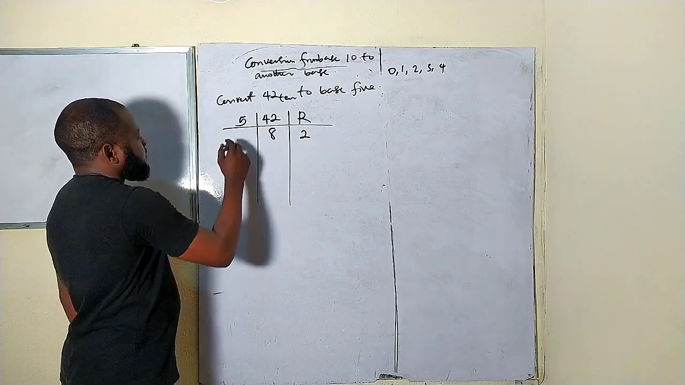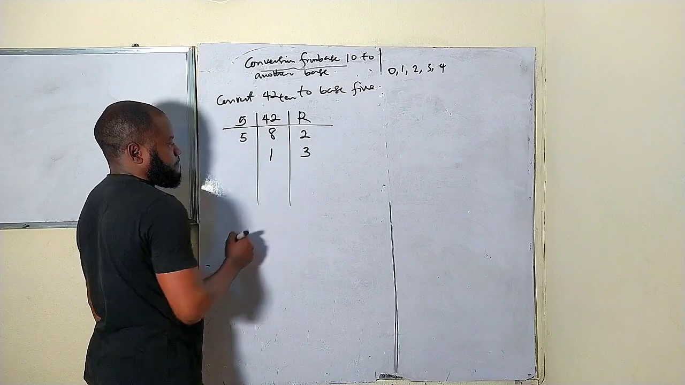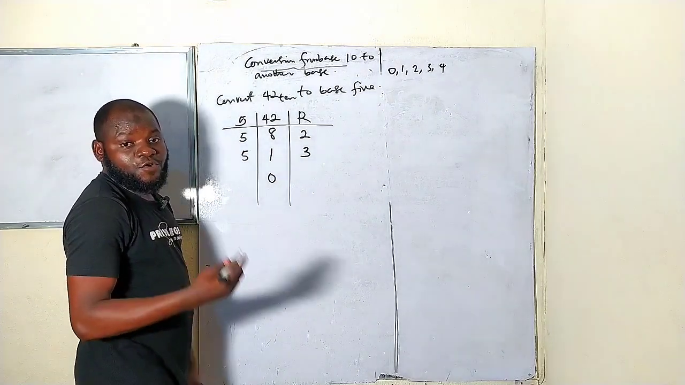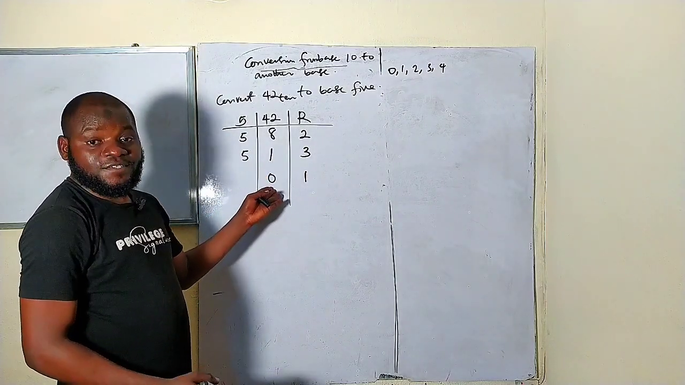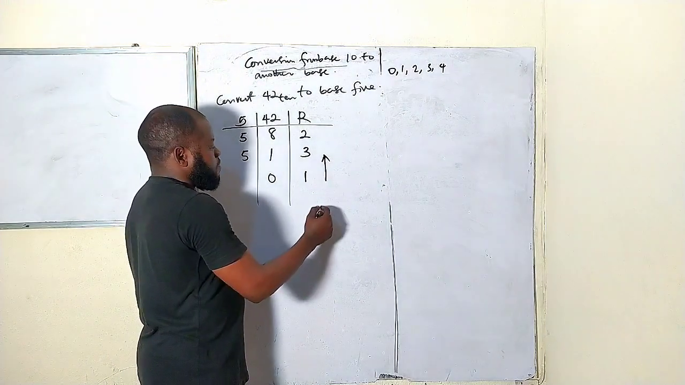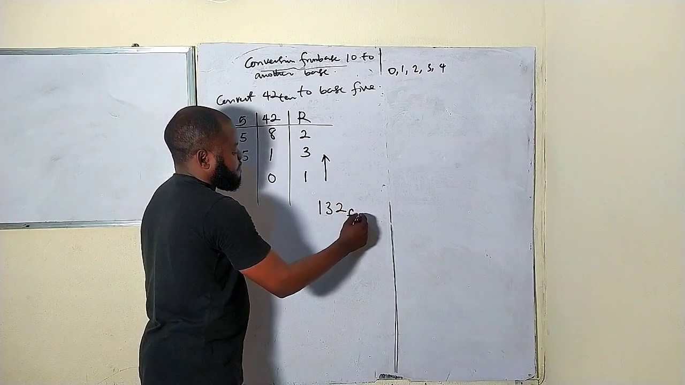Are you seeing this now? So 5 in 8, that will give us 1 remainder 3. So 5 in 1 is going to be 0, because 5 cannot go in 1, so remainder 1. So that's all. You stop here and you pick your digit from down upward. So that will be 1, 3, 2 in base 5.